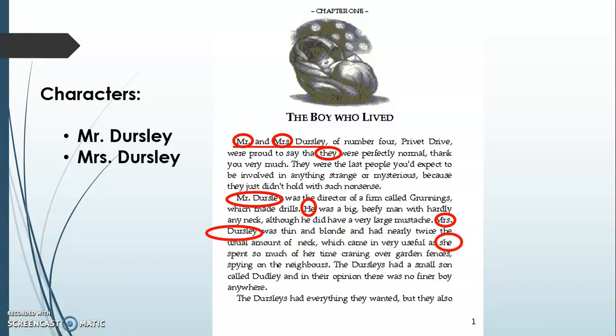And the final, guys, the final character. Did you find the final character? Good job. It's in here. Dudley. Dudley is the 3rd character in there. Okay? So let's speak about the verbs.